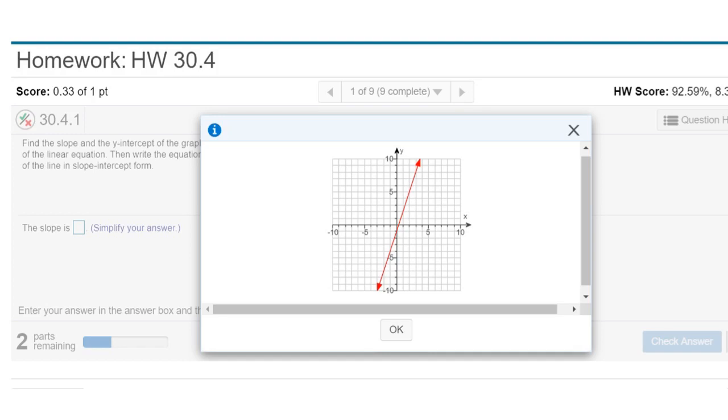Anyway, for the y-intercept, I'm picking the y-intercept at that point right there. So the point x would be 0, and the y value would be -1. So that would be my y-intercept.